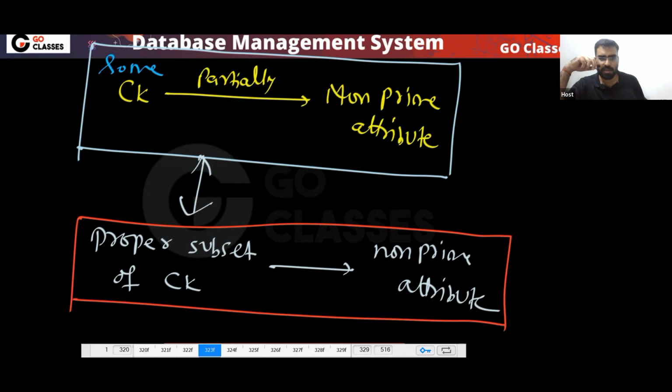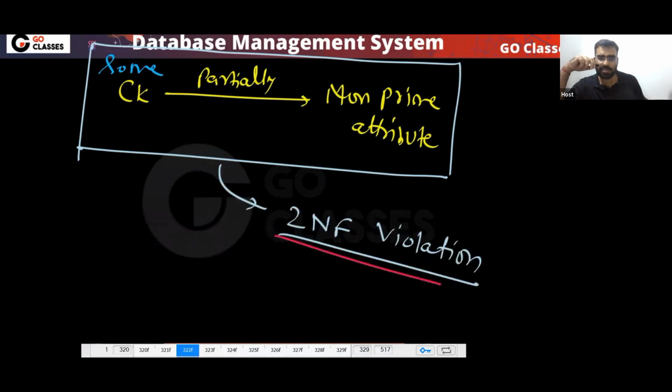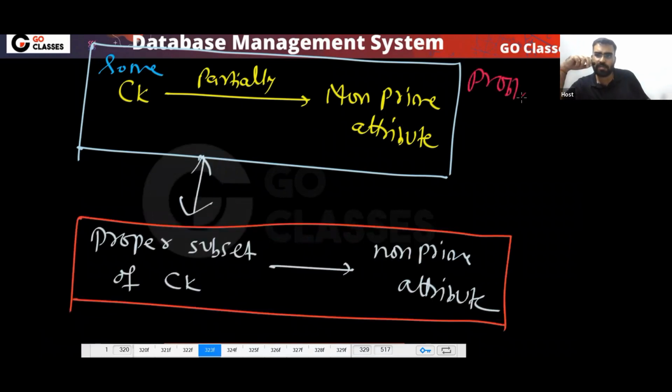Now you tell me, what about this one? Just look at this proper subset of a candidate key. Is it a super key? This is not a super key. Correct? A non-super key is determining a non-prime attribute. So this is a problem for what? You can notice this is a 2NF violation. This is equivalent to this, so this is also a 2NF violation.